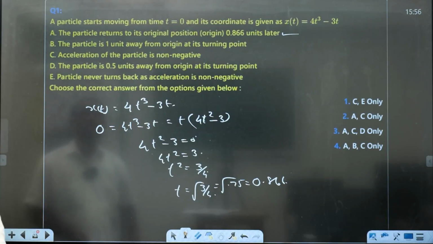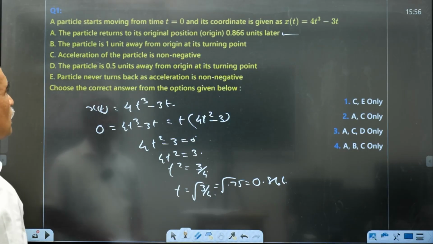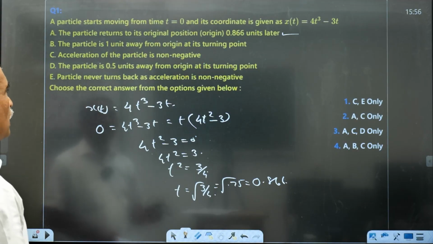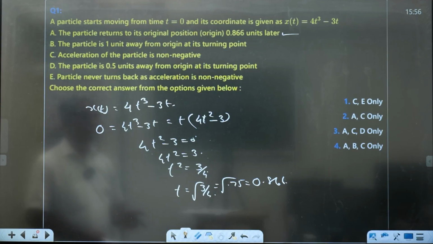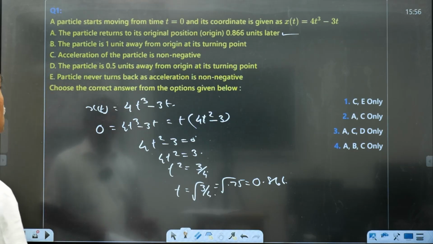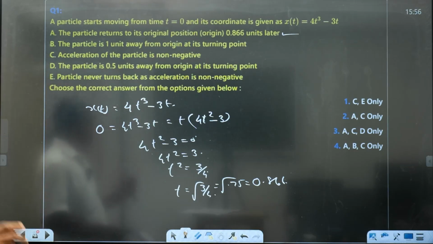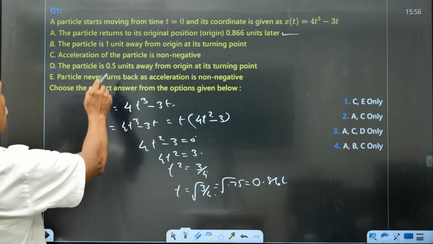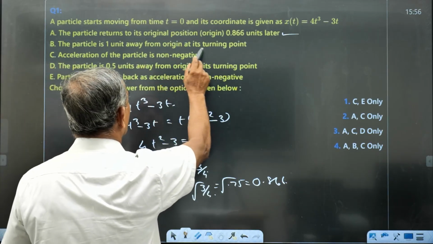Now, the particle is 1 unit away from origin at its turning point. That can be checked, turning point, in 2 ways. The particle is 1 unit away from origin at its turning point.